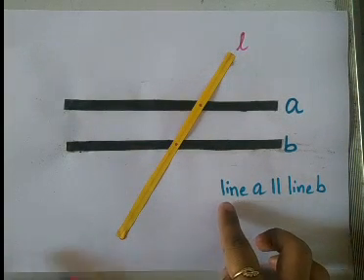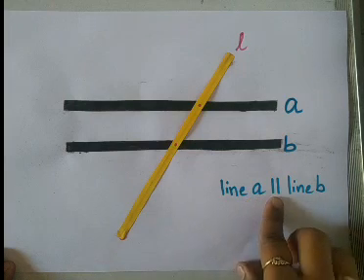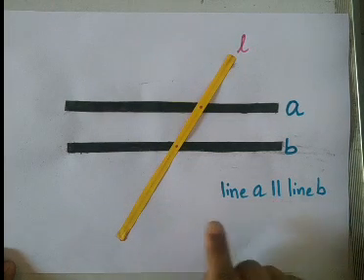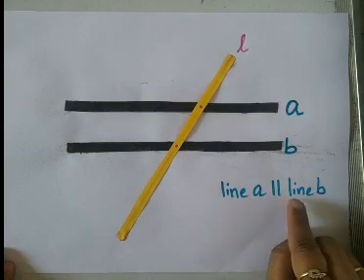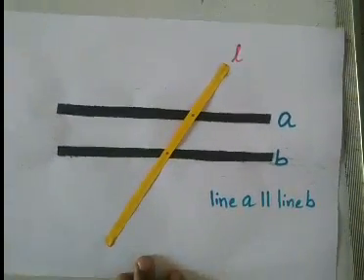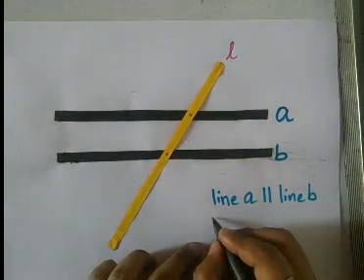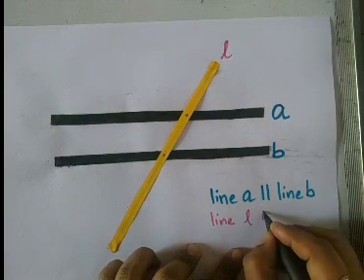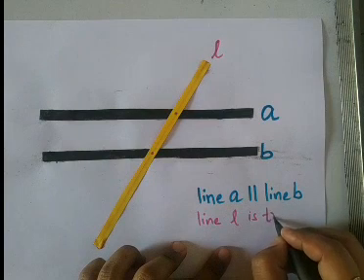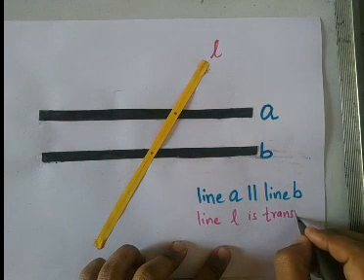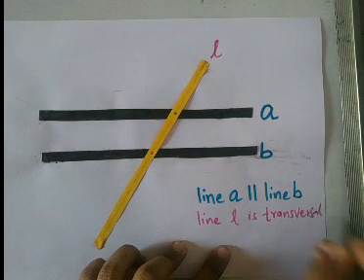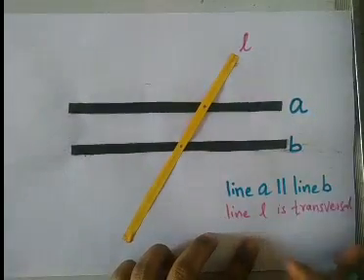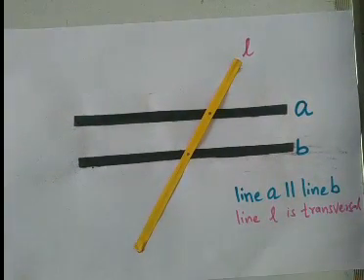We can write it like this: line A, this is the symbol of parallel, so line A is parallel to line B. And line L is a transversal. Okay, line L is a transversal.